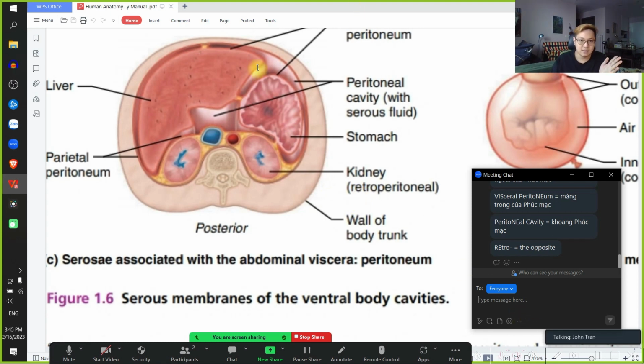You can see clearly like this peritoneum actually does not include the kidney in there, right?